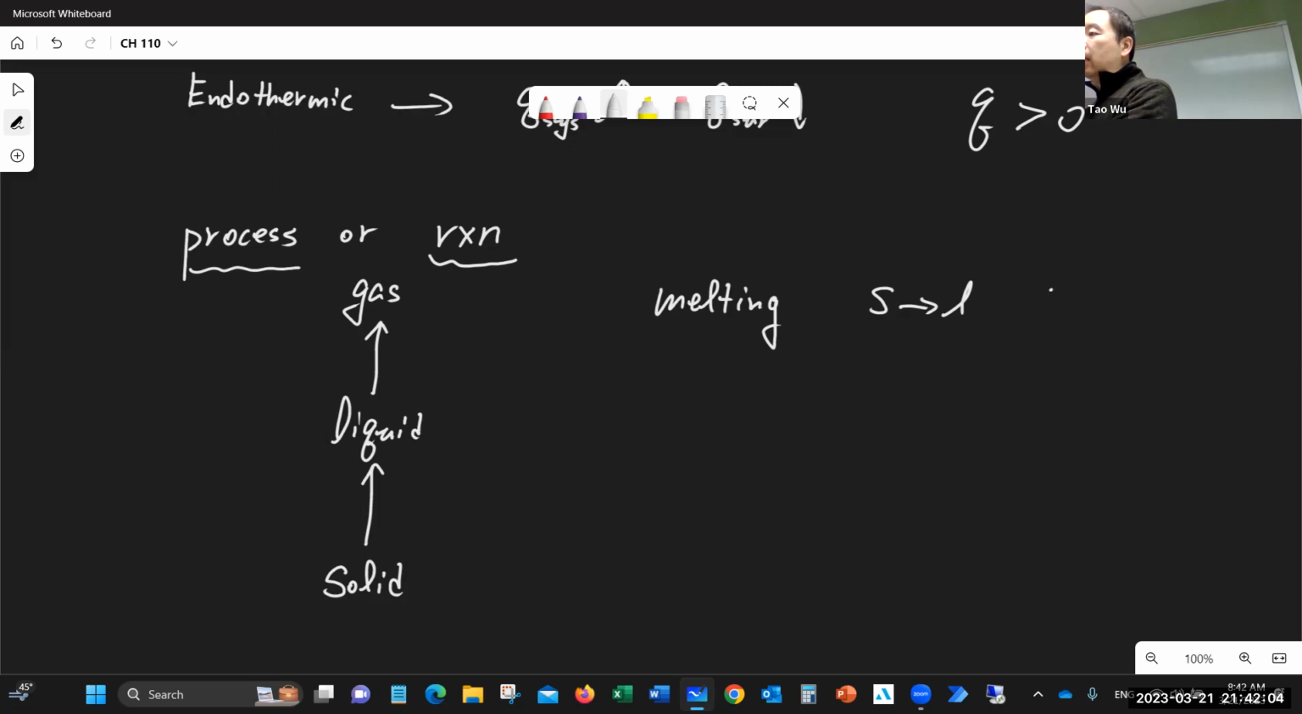This is endothermic. That's why I want you to think about temperature. If you know the temperature change, then you will see whether it's endothermic or exothermic, because you have to absorb heat to get to the next phase. You go from a lower temperature, solid, to a higher temperature, liquid. The object has to absorb the heat, so that must be an endothermic process. That makes sense, right? Then if you go the opposite way, how about freezing?